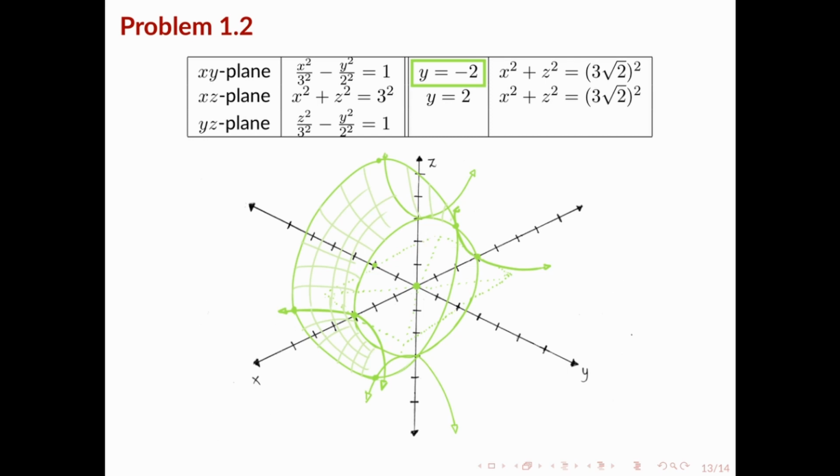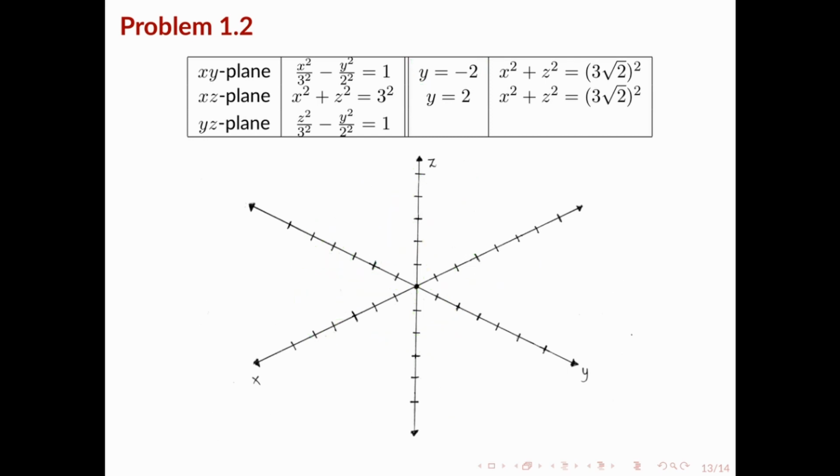So we're almost done here. We can see the surface taking form, and there's one last trace we have to deal with, which is the y equals 2 trace. If you look at the trace, it's exactly the same as the y equals negative 2 trace, except this time, instead of all the points having to lie on y equals negative 2, all the points have to lie on y equals 2 instead.